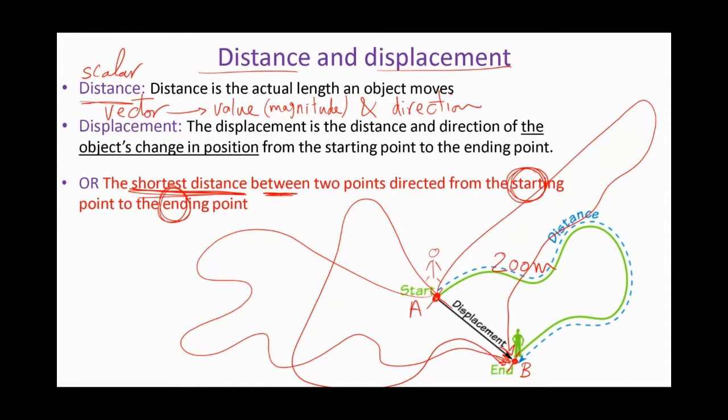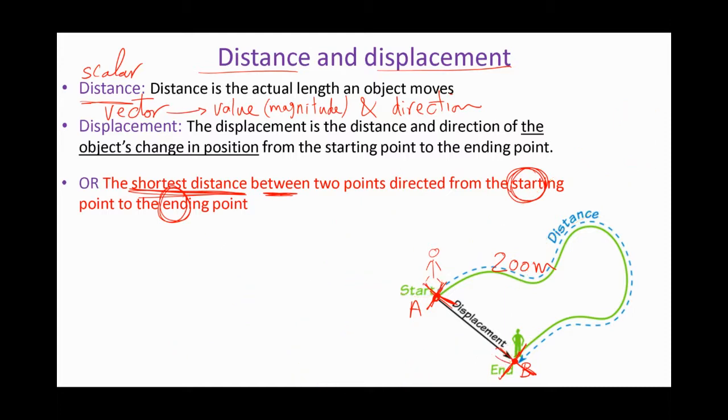Why do they have the same displacement? Because the initial, the beginning or start point, and the end point are the same. All of them have the same start and the same end. Okay, guys? So let's say the distance between A and B is 10 meters. So the displacement is 10 meters.